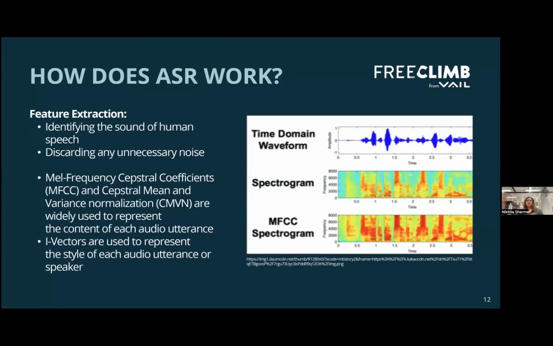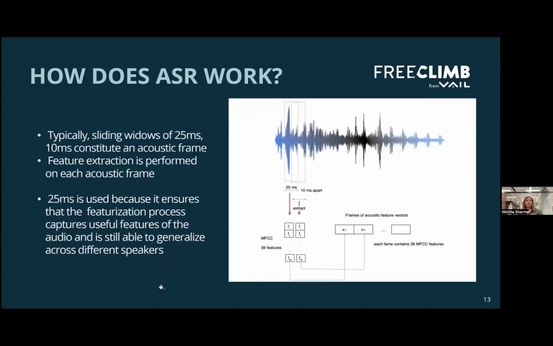The idea here is that we want to capture what is being said, and we want to discard any unnecessary noise. So you can use MFCC features and CMVN features. These are very commonly used in speech recognition. They represent the content of each utterance. And then i-vectors are a different type of feature which can be used to represent the style of the audio or focus more on the speaker characteristics. So with these three features, you can digitize your audio and start training.